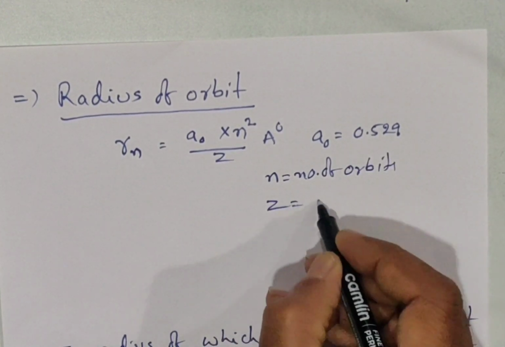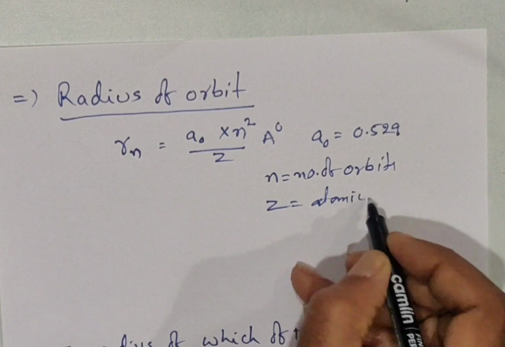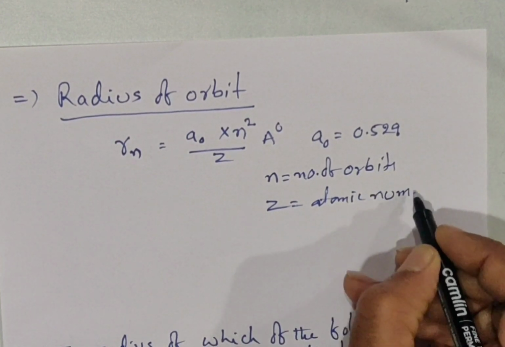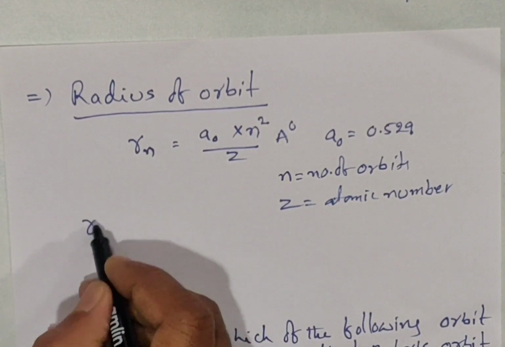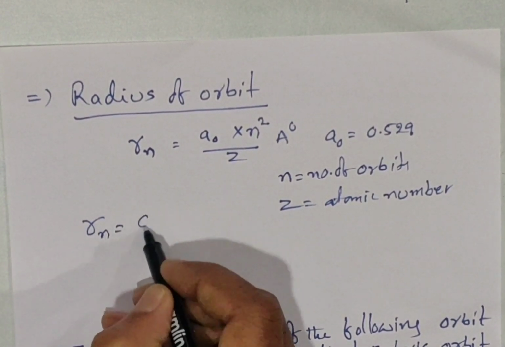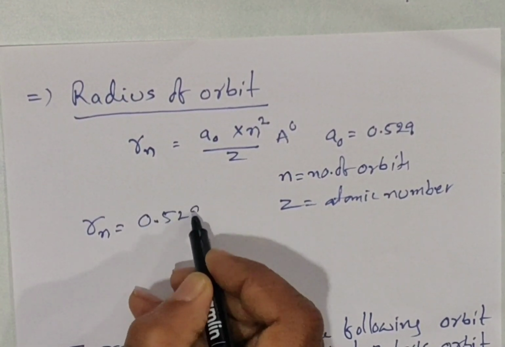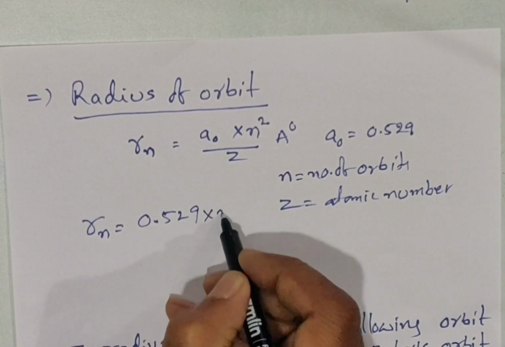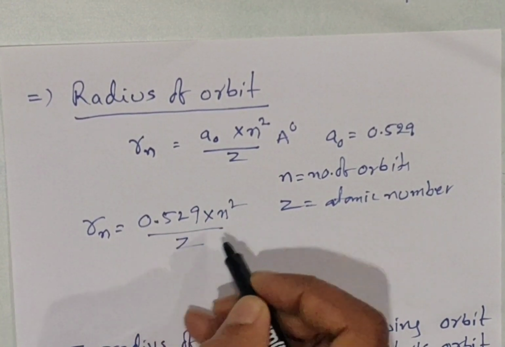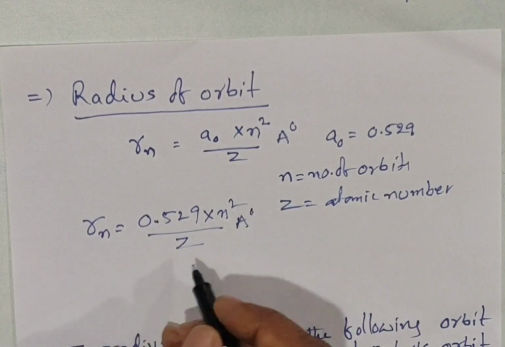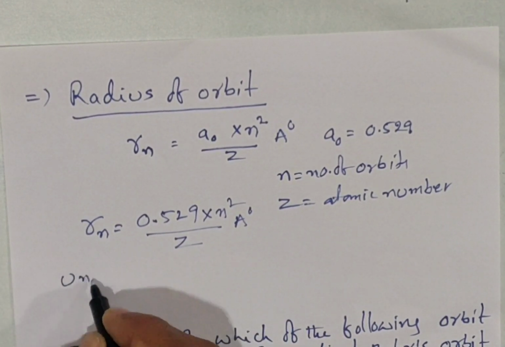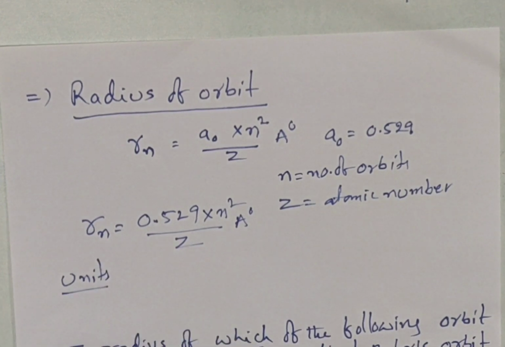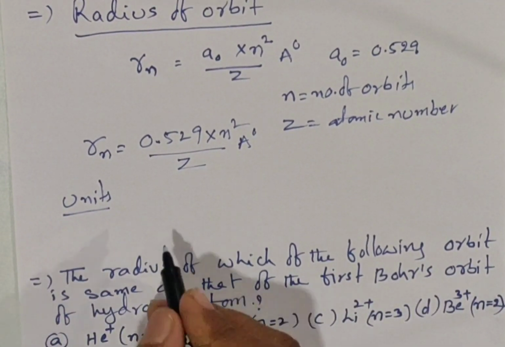And Z is the atomic number. Then you have to use Rn is equal to 0.529 into n square by Z mathematical expression also. Now this radius has some units. Those are very, very important. You have to remember these units.